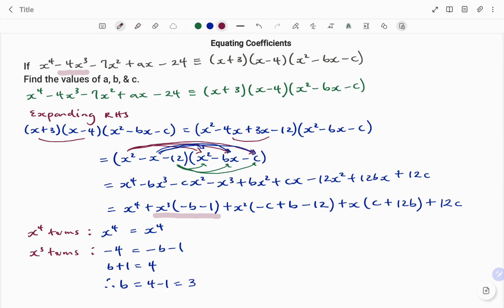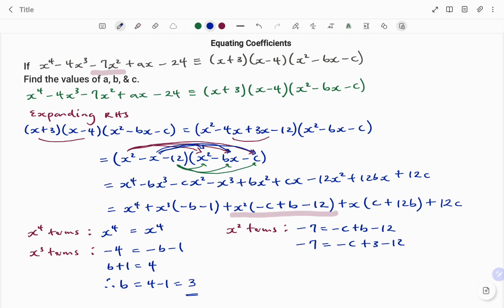Let's look at terms in x². I'm taking out my x³. I have minus 7x², and I have the whole of minus c plus b minus 12. So writing that out, I have minus 7 being equal to the coefficient of x², minus c plus b minus 12. We've seen that the value of b is 3. So replacing that, I have minus 7 equals minus c plus 3 minus 12. If I take my minus c to my left-hand side, it becomes plus c, equals, taking my minus 7 to the right-hand side to be plus 7, plus 3 minus 12. So the value of c equals 7 plus 3, 10, minus 12. That will be minus 2.